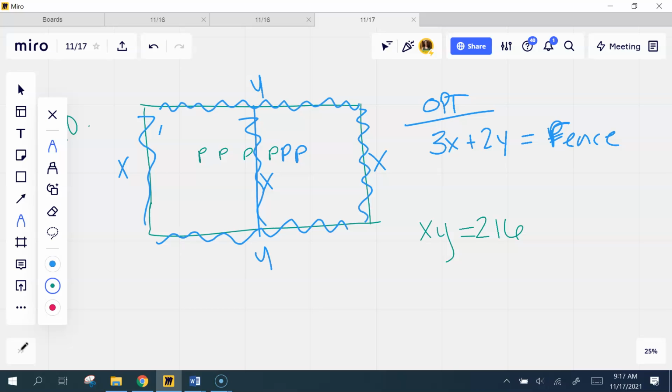Now I can solve for y to plug back in here so that I can have just one variable. Remember, whatever I'm optimizing is what I'm taking the derivative of. Because it said in the very beginning, a 216 square meter rectangular p-patch. So when you see this, this clues me in that it's area.